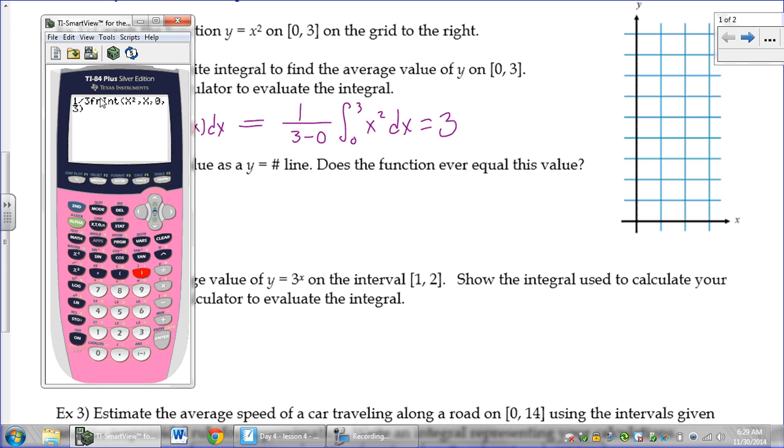So the syntax for fnInt, if you have these parentheses here, are x squared, comma x, so function, comma x, comma, lower limit of integration, comma, upper limit of integration. And then I hit enter, and I still get 3. Okay? So if you have the nice pretty math print, it's nice because you know exactly if you're doing what you mean to do because it looks like it on paper. FnInt, it's function, comma, x, comma, lower bound, comma, upper bound.